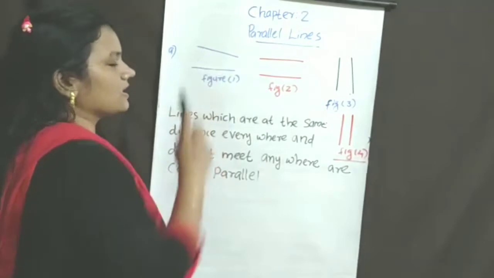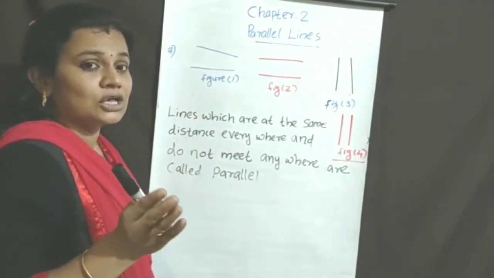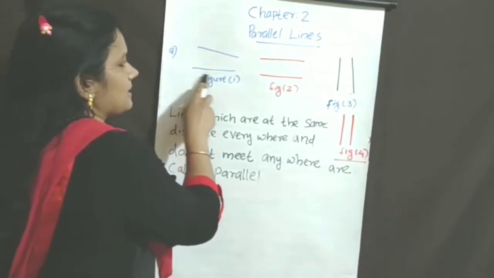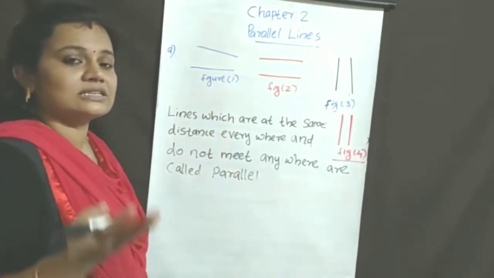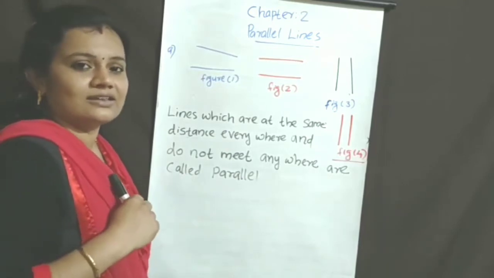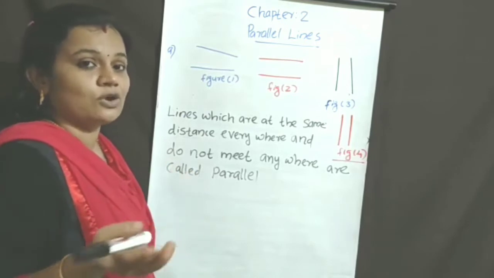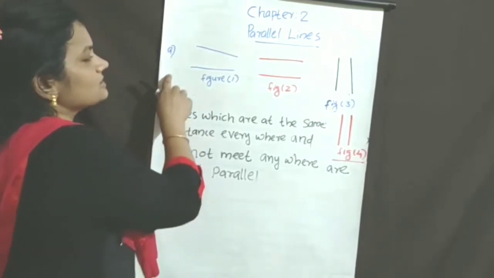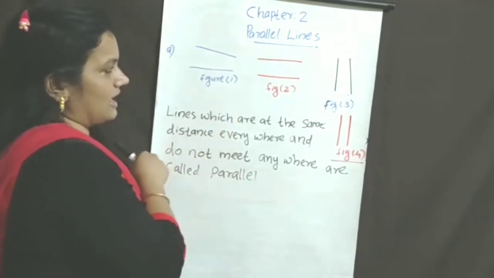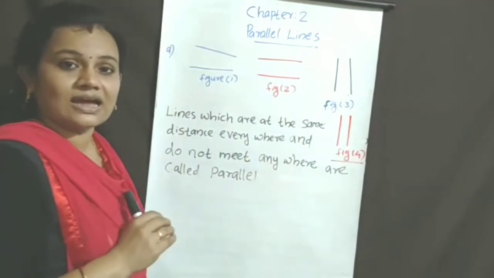Two lines are given, like a sleeping line and a slanting line. Do you know what a sleeping line and a slanting line are? In KG class, you first learned the sleeping line and the slanting line. This is the straight line, this is the slanting line. This is two straight lines.